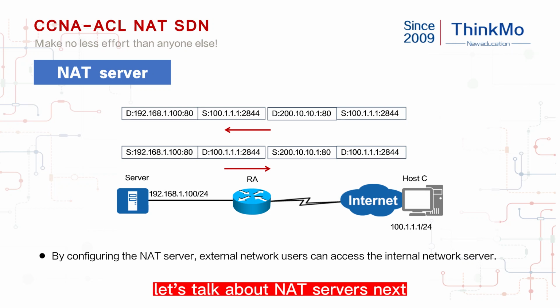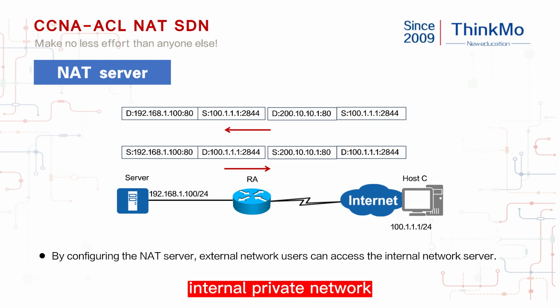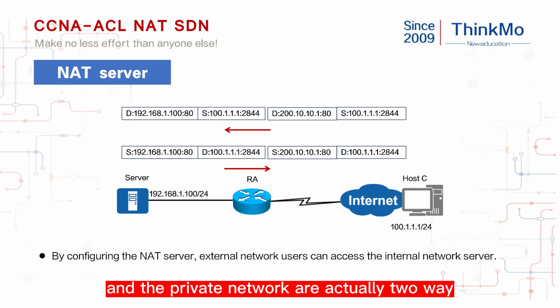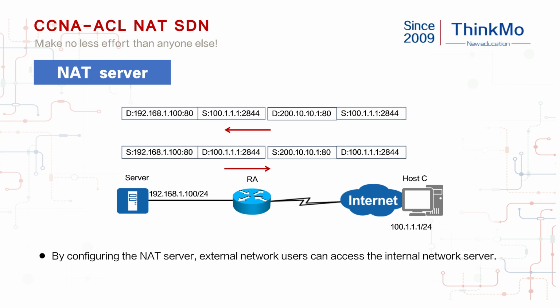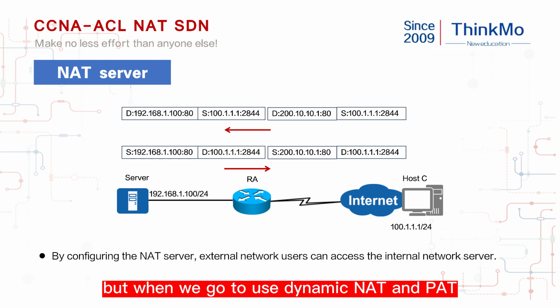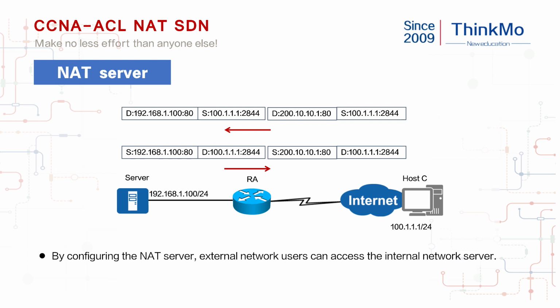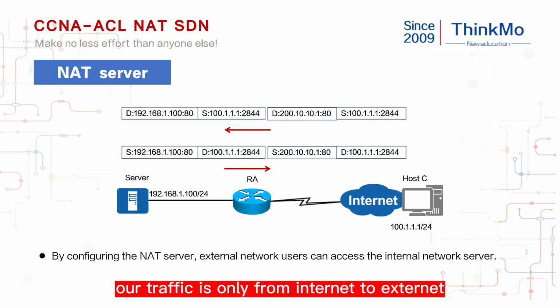Let's talk about NAT servers next. The core idea adopted by NAT is internal private network, external public network. We just said a kind of NAT, called static NAT. The public network and the private network are actually two-way. But when we use dynamic NAT and PAT, our traffic is only from the intranet to the extranet.